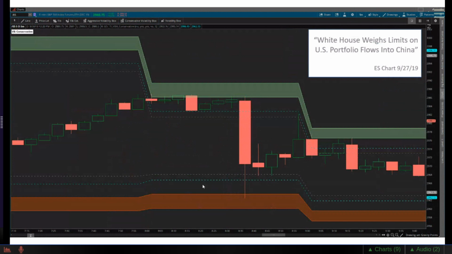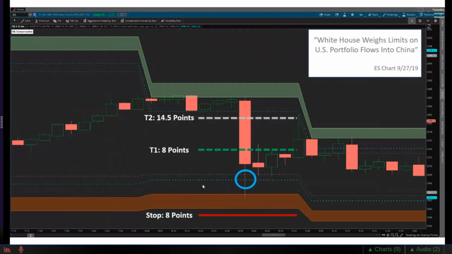As we sold off, everyone is fearful. We had the ability to go long. We had our orders parked at the entry line. Our stop was outside of the volatility box, where we gave it 8 points of room on the S&P. First target, once again, this should be repetitive now, 8 points, target risk reward of 1-to-1. And our second target is at the volatility box target line, which represented 14.5 points. Right, so both T1 and T2 are hit.